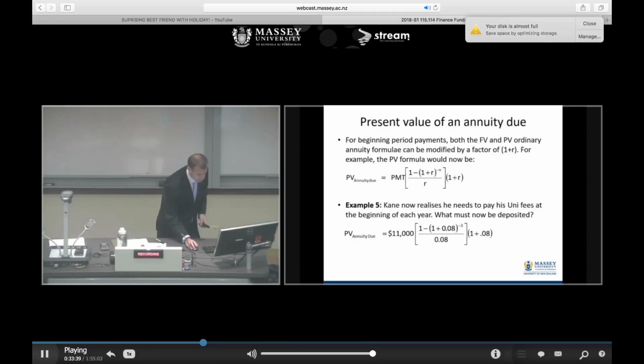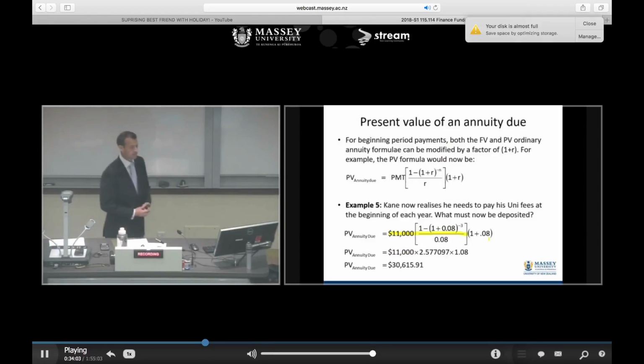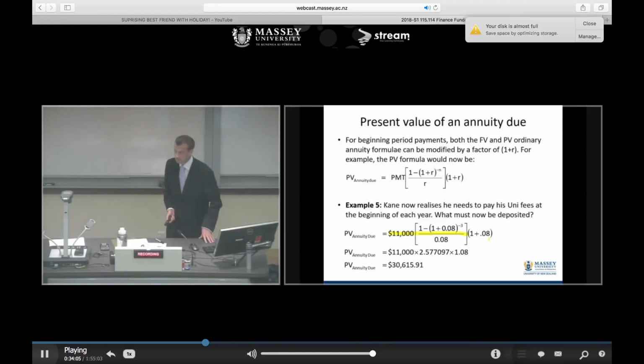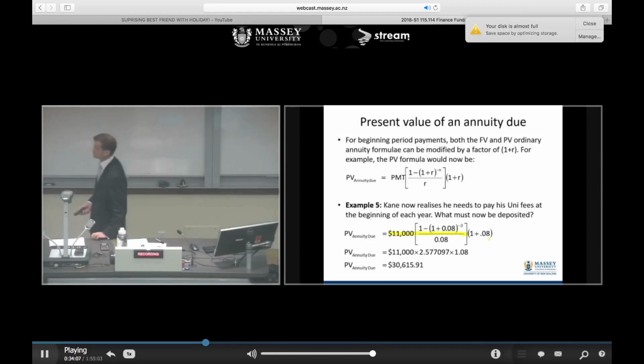So this, from the previous slide, we've already calculated all of this bit here, all the way through to here. We've done all of that calculation. All we're now doing is just taking that answer and multiplying it by 1 plus 0.08. And for that, we should end up with 30,615. So he actually needs to go back to his grandmother and say, hey, we actually need a bit more.